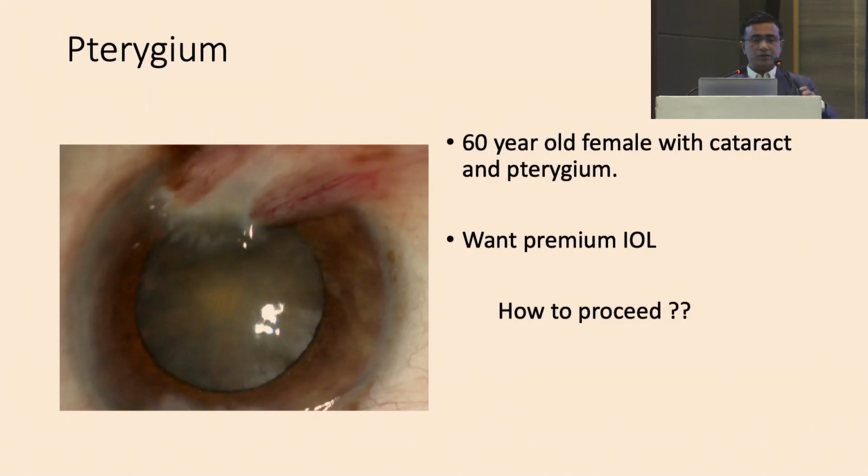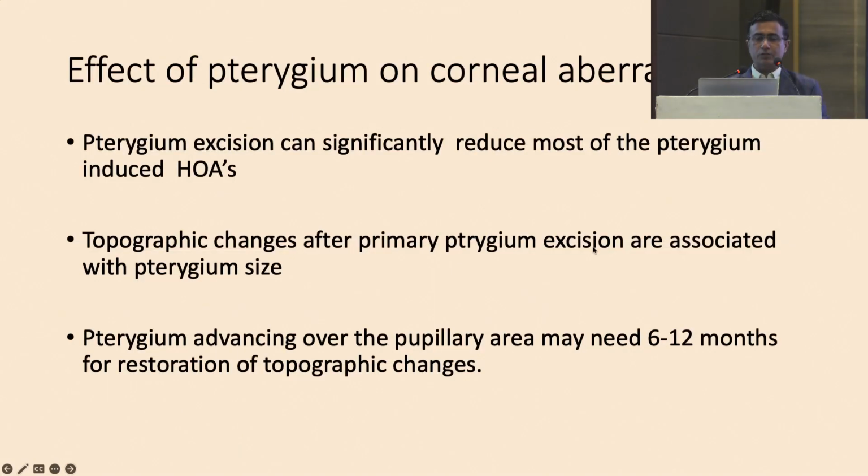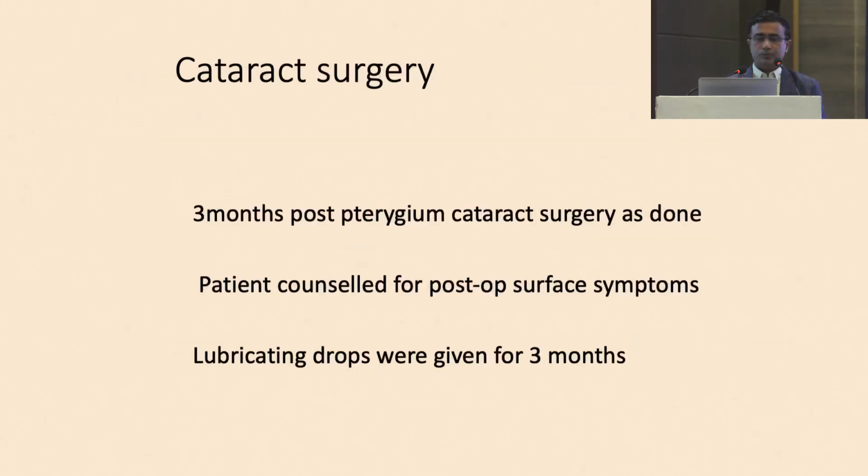Now I will take this case scenario. A 60-year-old female with cataract and pterygium. The patient wants a premium IOL. How to proceed further? The patient has got steep curvature, as you can see here on the topography. Everyone knows that pterygium induces corneal astigmatism, and once you remove the pterygium, it may get reduced. So we performed pterygium surgery first in this patient, then cataract later on.